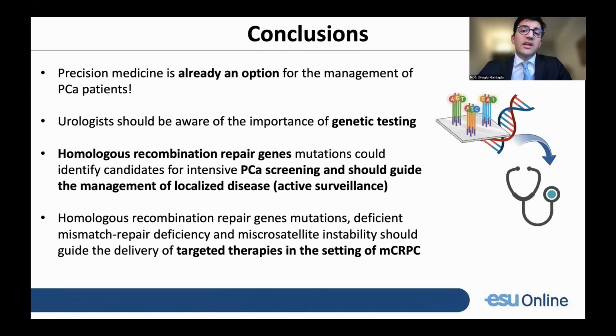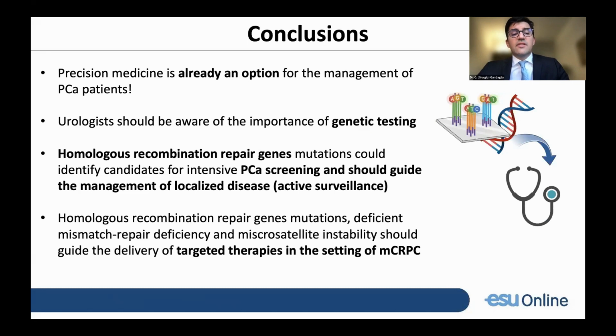Finally, I'd like to conclude my talk with these take-home messages. Precision medicine is already an option for the management of prostate cancer patients. Urologists should be aware of the importance of genetic testing and the use of next-generation sequencing to identify homologous recombination repair gene mutations, which should be used to identify the candidates for a more intensive prostate cancer screening and should guide the management of localized disease.